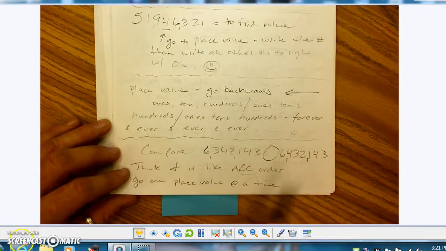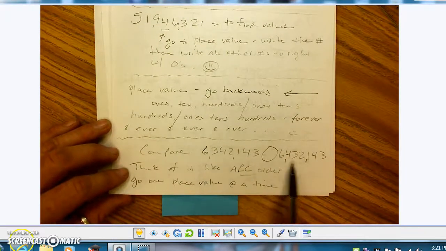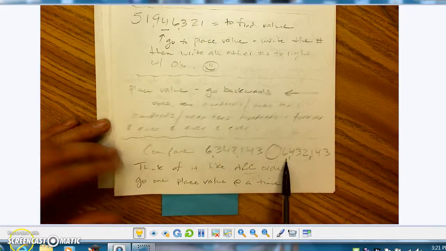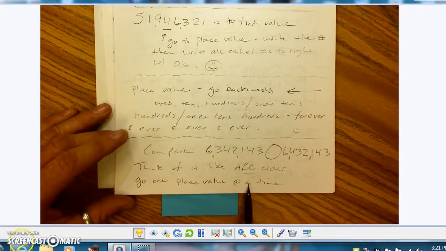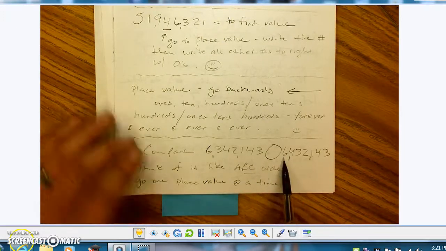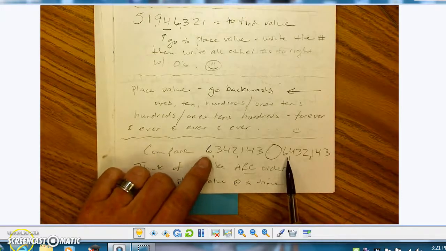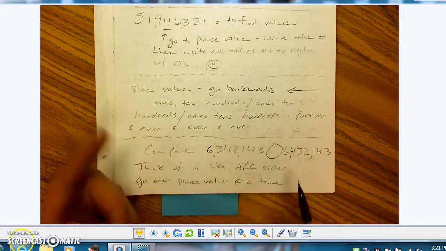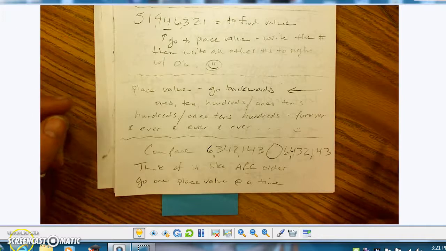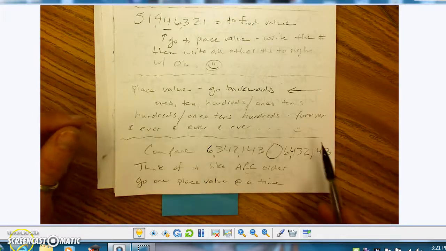All right, so next, let's say they give you this big long number and they want you to compare. Think of it like ABC order. Go to the place value one at a time. Okay, so you want to start at the furthest to the left. If they're tied, like super long numbers, then you compare them like ABC order.